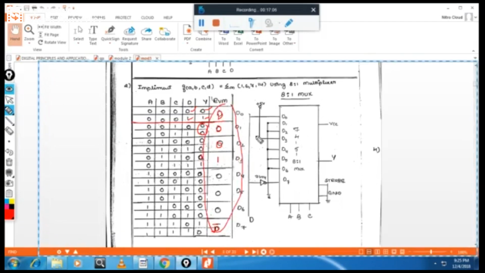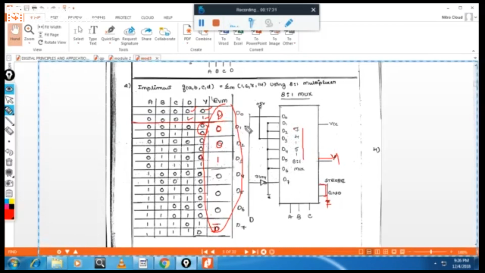Now take here control signals A, B, C. Y is the output. Strobe and ground pin you connect to the ground. Then here you mention 8:1 multiplexer, that is 74151. D0, D1, D2, D3, D4, D5, D6, D7.